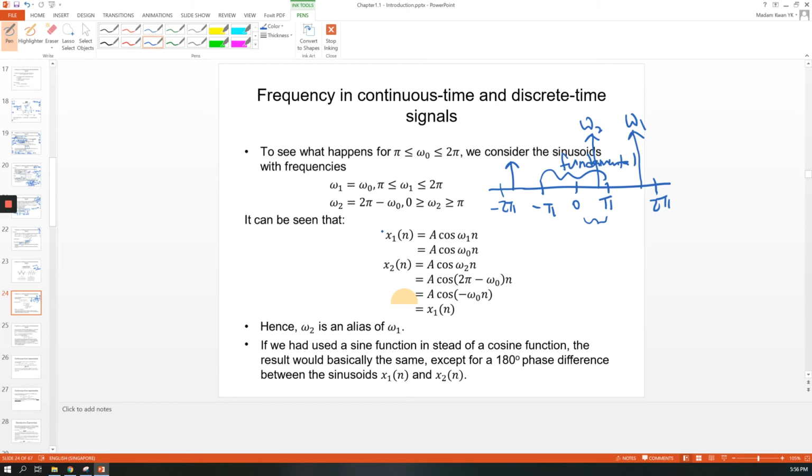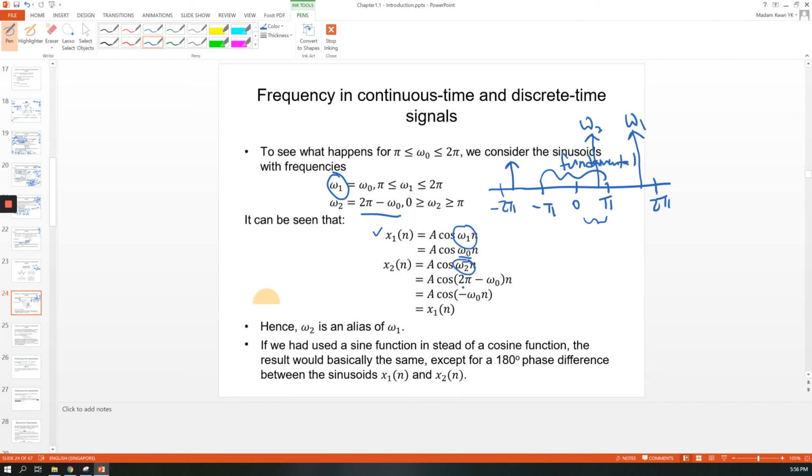So let's do some calculations. Let's say we define x1[n], which uses this frequency. We put in omega 1 inside here. Since omega 1 equals omega naught, you end up with these equations. That's x1[n]. Then x2[n], where we want to use the frequency omega 2, which is this equation.